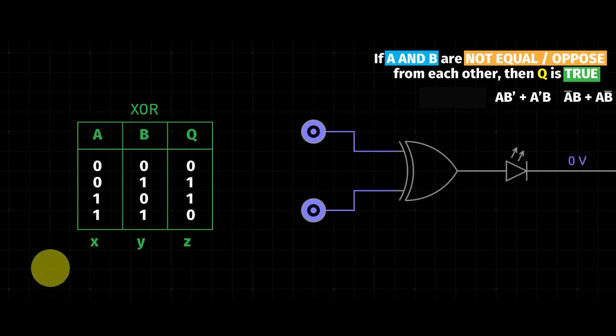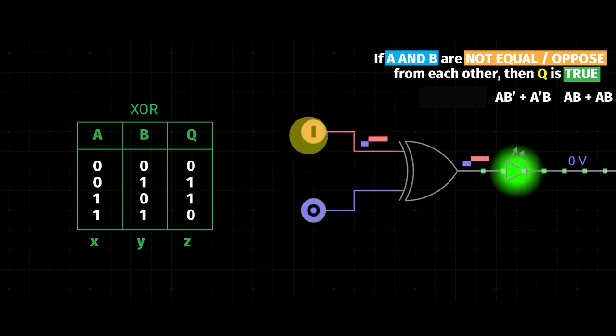XOR gates are usually found with just two inputs. If either of the two inputs is 1 while the other is 0, then the output becomes 1. Another way to look at it is that the output is high only when its two inputs are not the same.